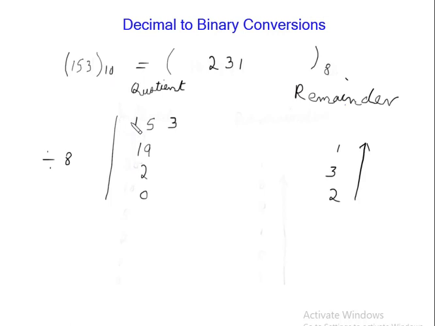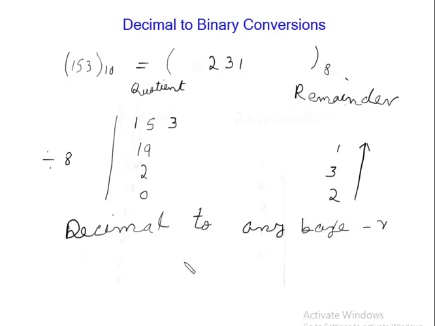So after these examples we come to know that the conversion from decimal to any base r system is similar to these examples, except that here we have done division by 8. So whatever the decimal number may be, if you have to translate it, you will have to divide it by that number r. So that's the simple rule.